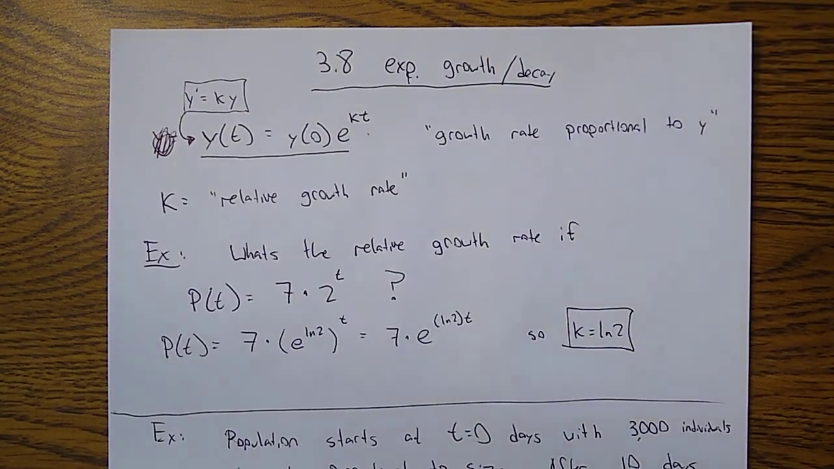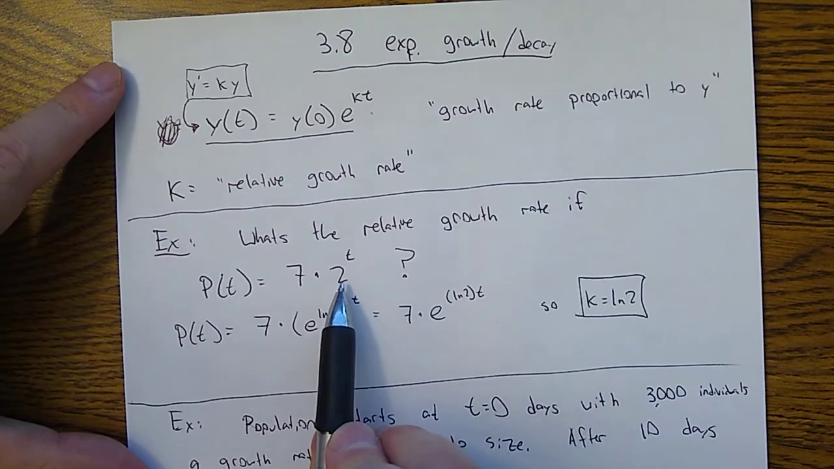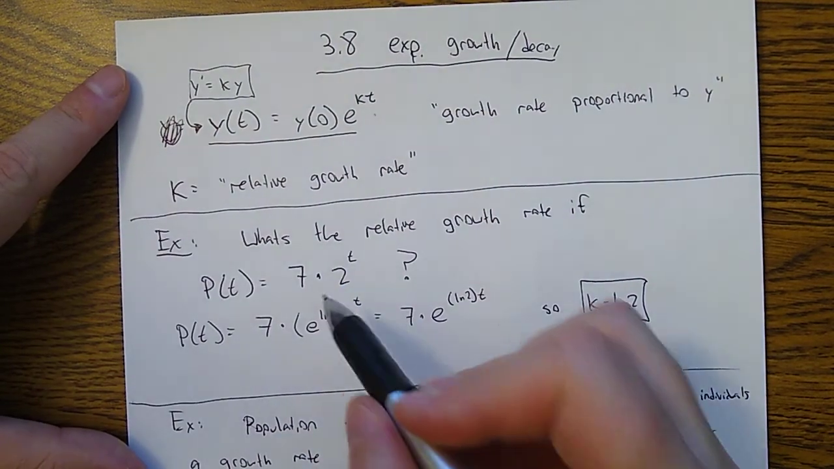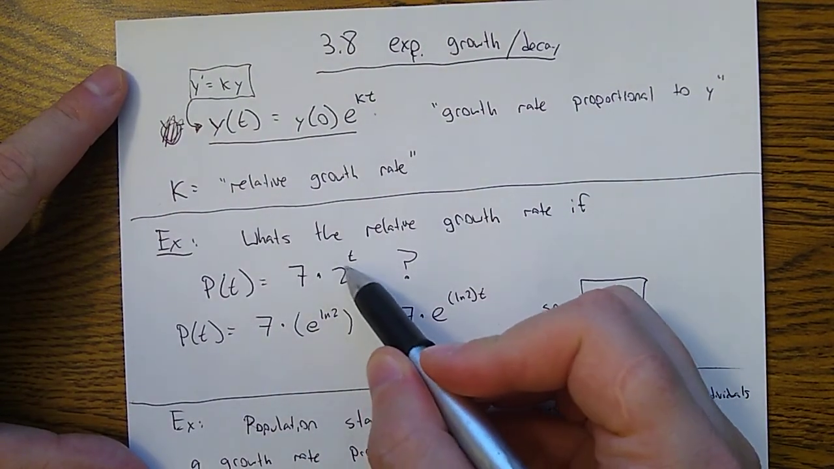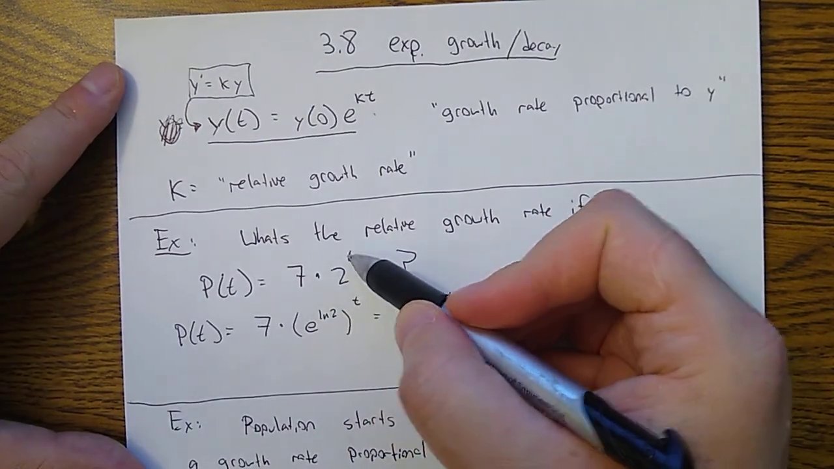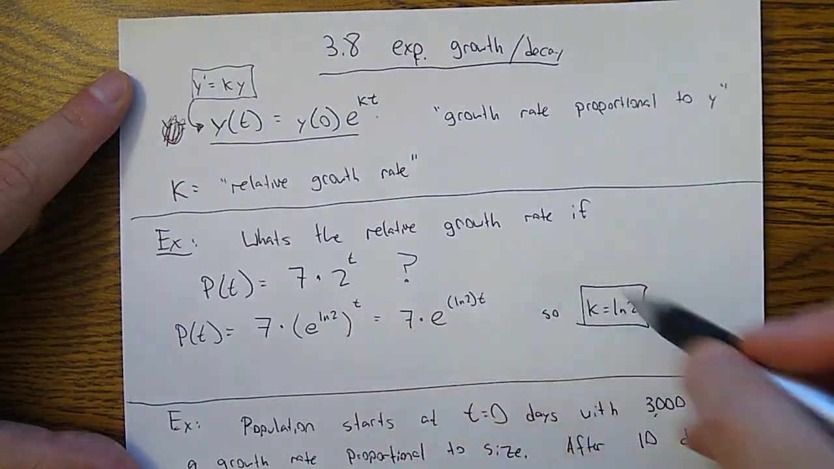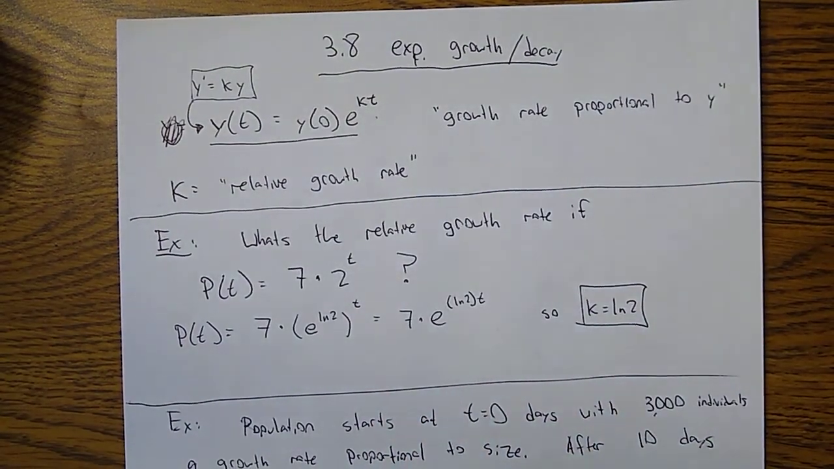Of course, this always works this way, so if you get another question like that, the relative growth rate is just the natural log of whatever this number is. Like if you have some number to the t, and this is not e, then the relative growth rate is just the natural log of whatever that is.